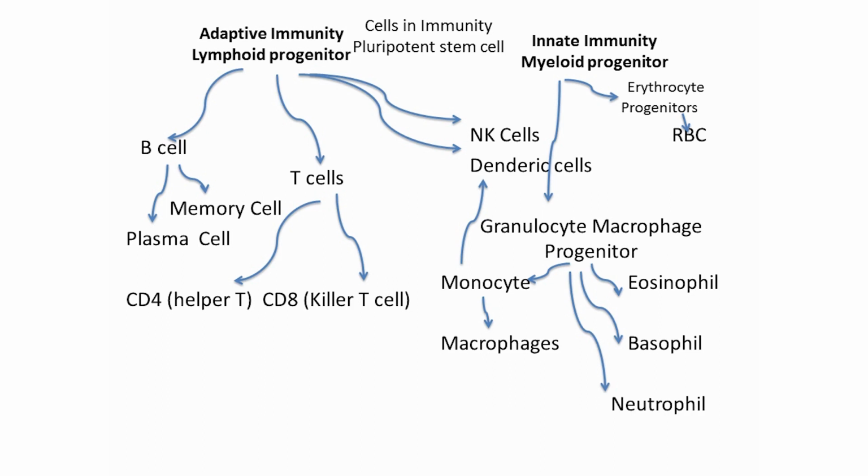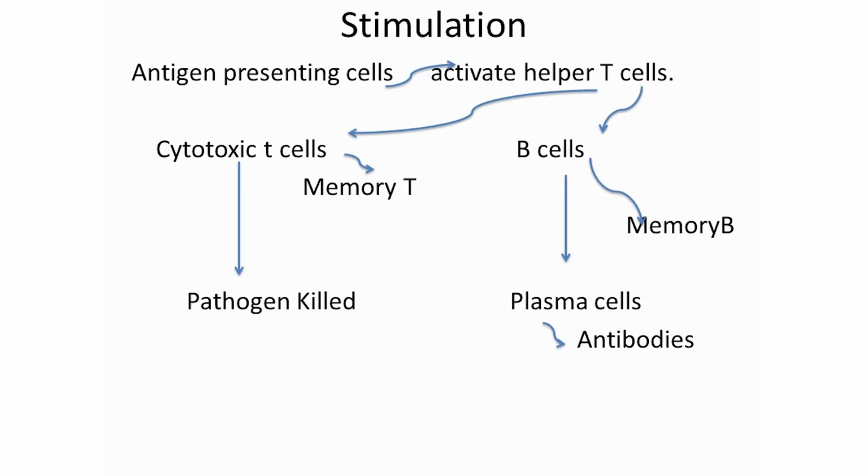And the same lymphoid progenitor is going to make T cells, they will be further divided into helper and killer, that is CD4 and CD8. The same lymphoid progenitor is going to make NK cells, that is natural killer cells, and dendritic cells. So they are part of innate immunity, although they come from lymphoid progenitor. Then the myeloid progenitor is going to make RBCs, and monocyte. Monocyte can further lead to macrophage or dendritic cells, and eosinophil, basophil, and neutrophils. That is how cells in immunity are generated.